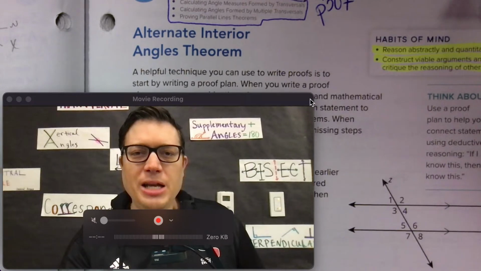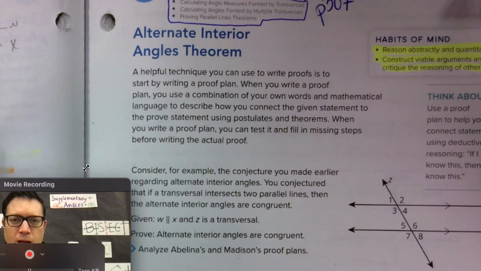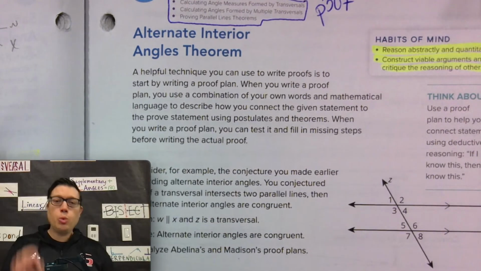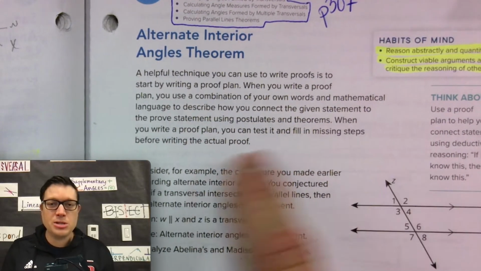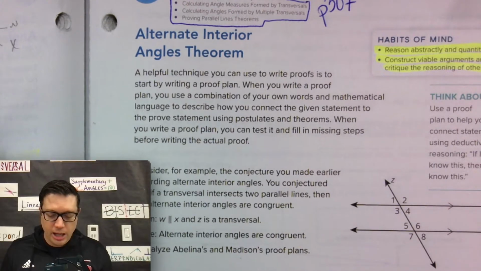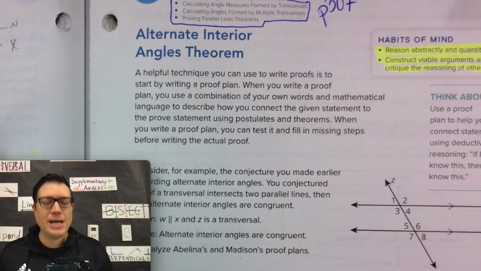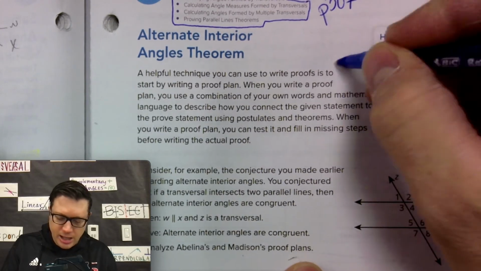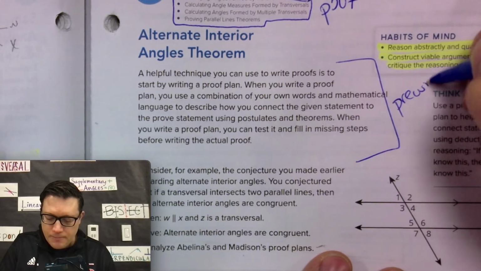A helpful technique that you can use to write proofs is to start by writing a proof plan. When you write a proof plan, you use a combination of your own words and mathematical language to describe how you connect the given statements to the proved statements, and then use postulates and theorems to do this. When you write a proof plan, you can test it and fill in missing steps before you write the actual proof. All of this is to say, this is the English language arts equivalent of pre-writing.